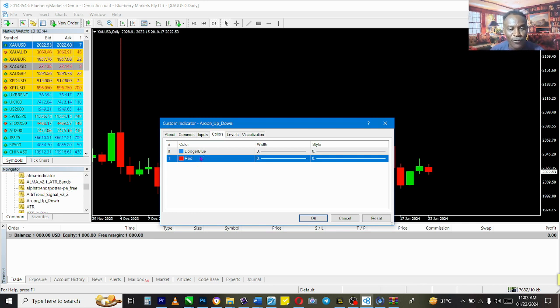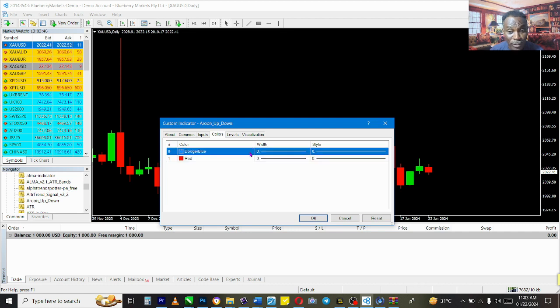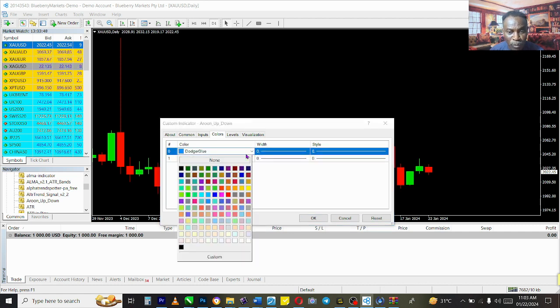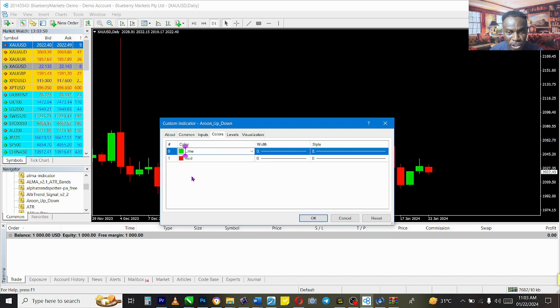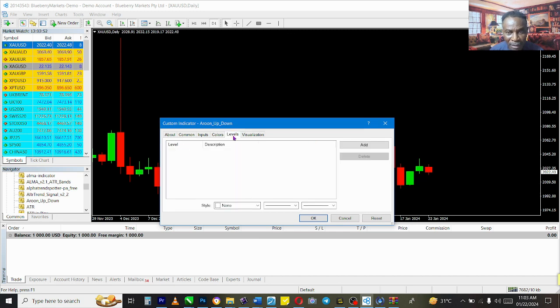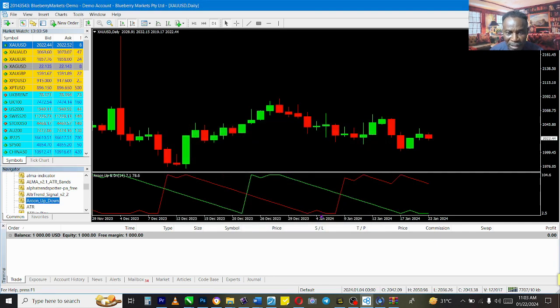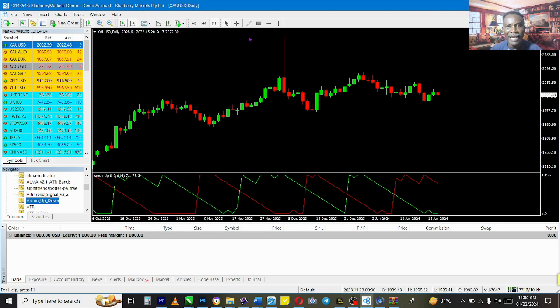And for us not to get confused, let me change the blue to green, which is the most popular color when it is an upward trend or bullish. So let me change it. Then we have the descriptions and visualization. Then you say, okay, so that's the Aroon. And please remember, I use the daily time frame.